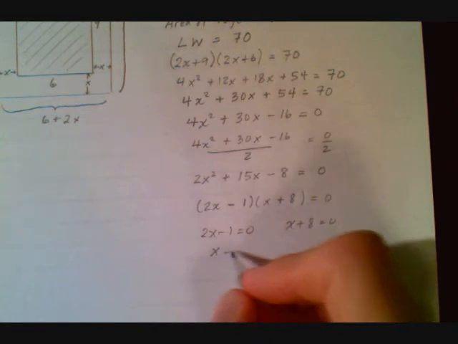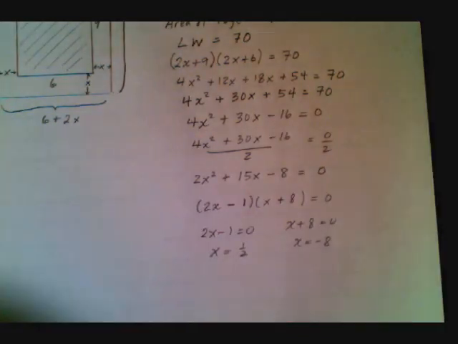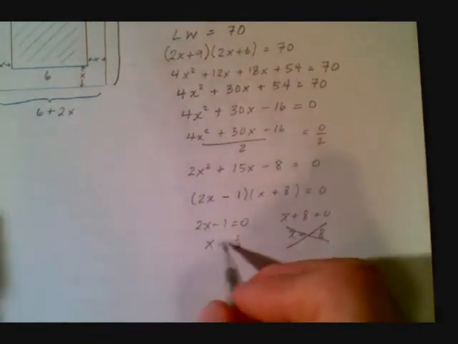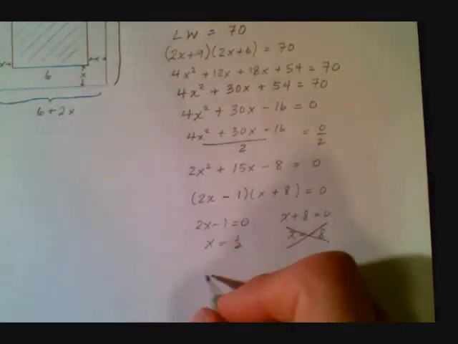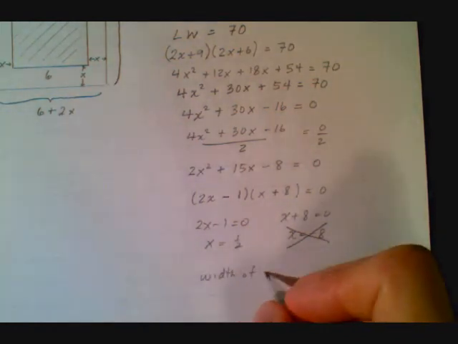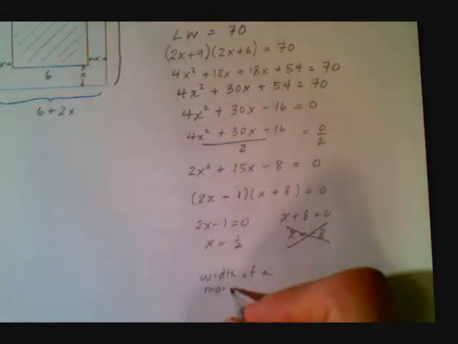Now, can the width of a margin be -8? And in this case, the units would be inches. I don't think so. Can't be negative. So this is the only viable solution. So the width of each margin is ½ of an inch.